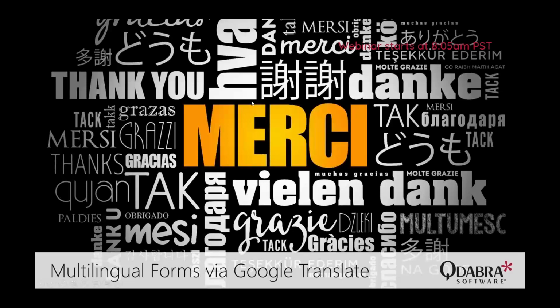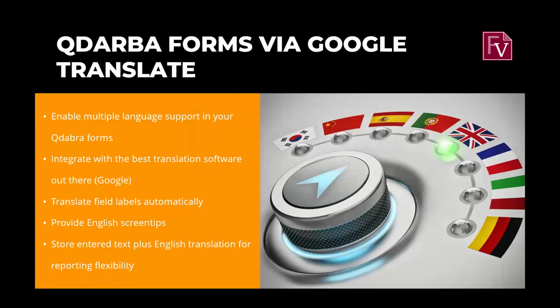Wonderful. We're talking about multiple languages today, and it's because not everyone speaks English. Not everyone can read English. And so you want to give your non-native English speakers basically a form that they can read, right? So how do you do that?